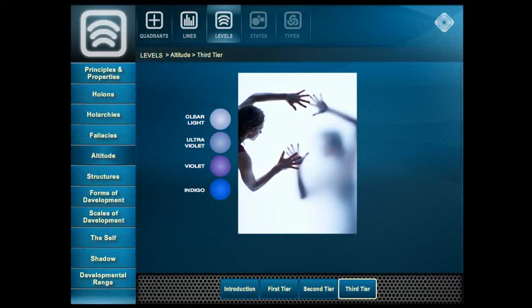Third-tier altitudes are the shallowest cosmic grooves. They represent the highest emergent structural capacities of a truly transpersonal space, characterized by increasing transcendence of the ego.